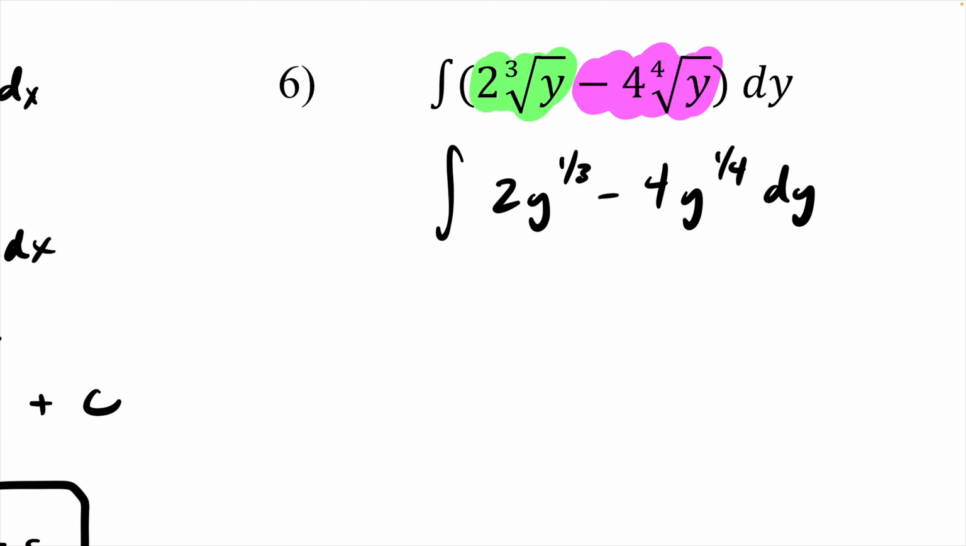Notice how this one doesn't say dx. It says dy. Why does it say dy? Because we're dealing with y's. Whatever the independent variable is, that's what it'll be. So this one was y's instead of x's, so that's why it's dy.